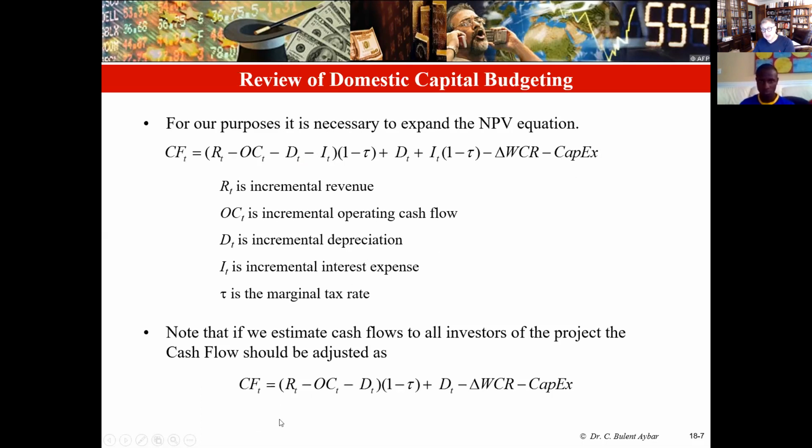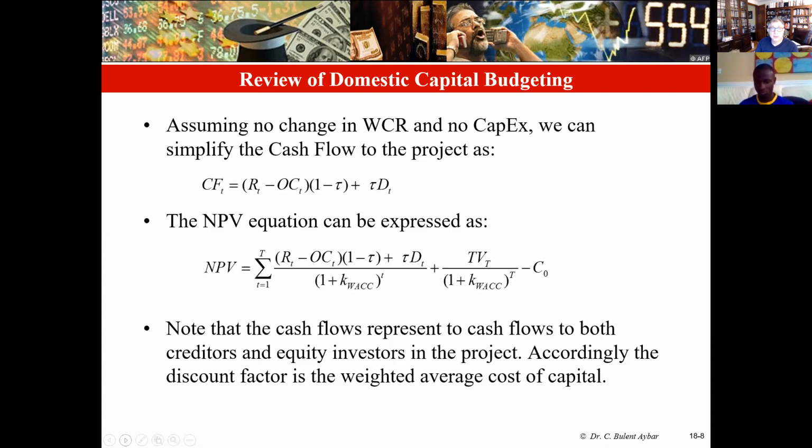Another version of this is right here at the bottom. In this case, we don't mess with the interest expense at all. We only subtract the depreciation, add back depreciation, subtract working capital requirement and CapEx. So this is the cash flow that belongs to all the capital providers. As you see in here, if you use this definition of the cash flow, the discount factor is the weighted average cost of capital. Okay?